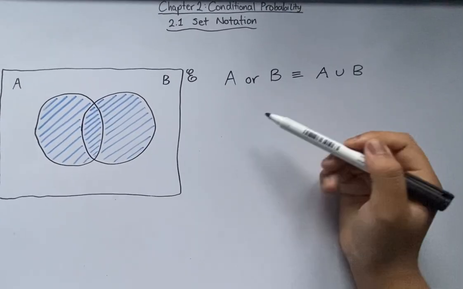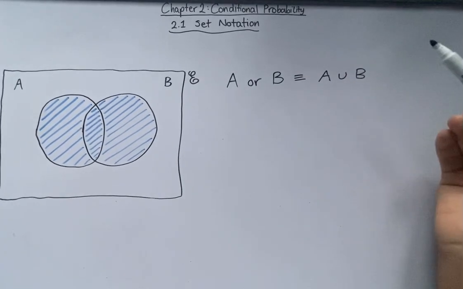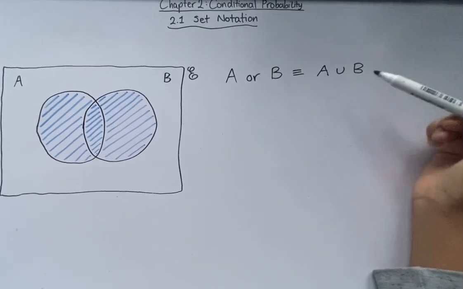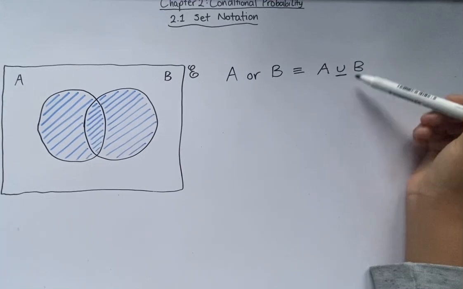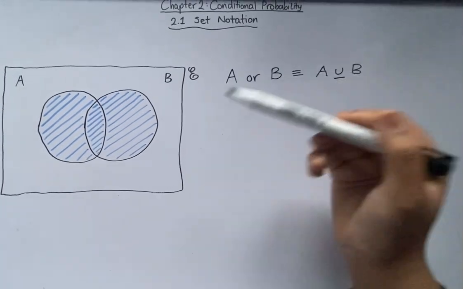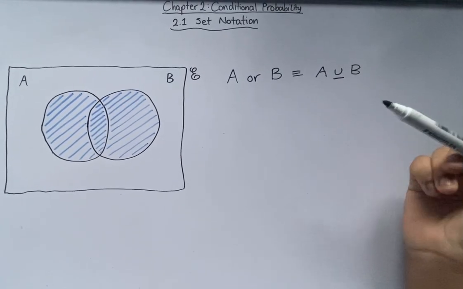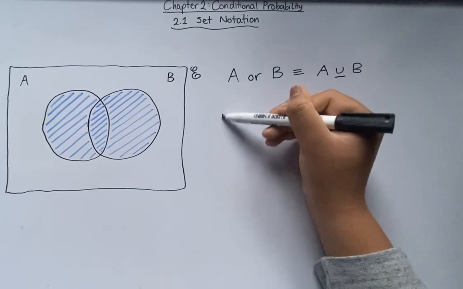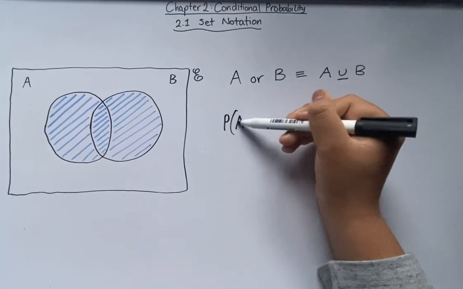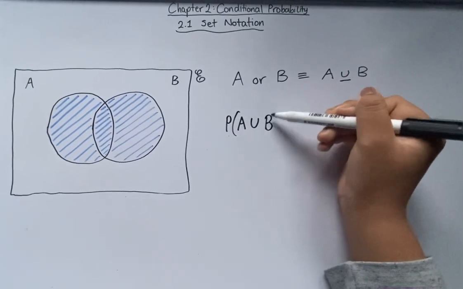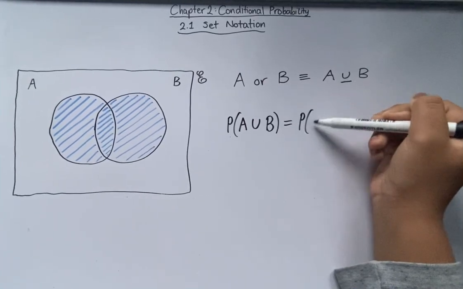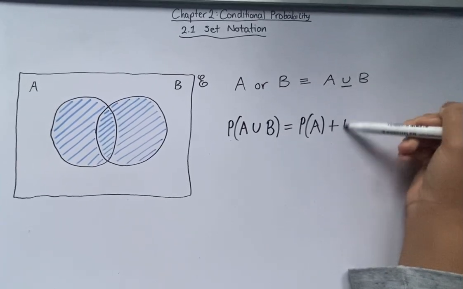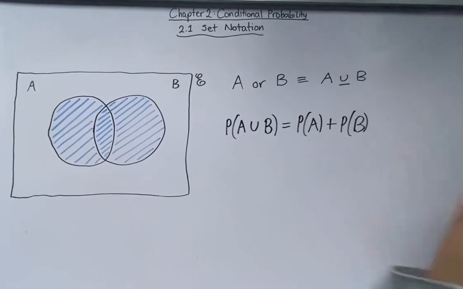The event A or B, or A or B or both, can be represented as A union B, where this symbol is a symbol for union. If A and B are mutually exclusive, like I said before, they don't happen at the same time, then the probability that A union B will be equal to the probability of A plus the probability of B.